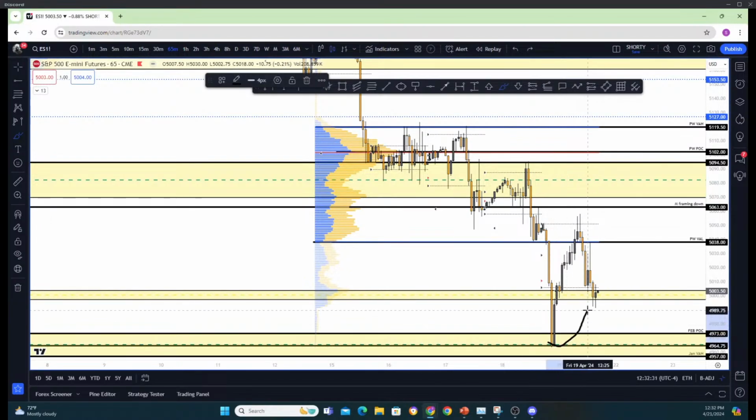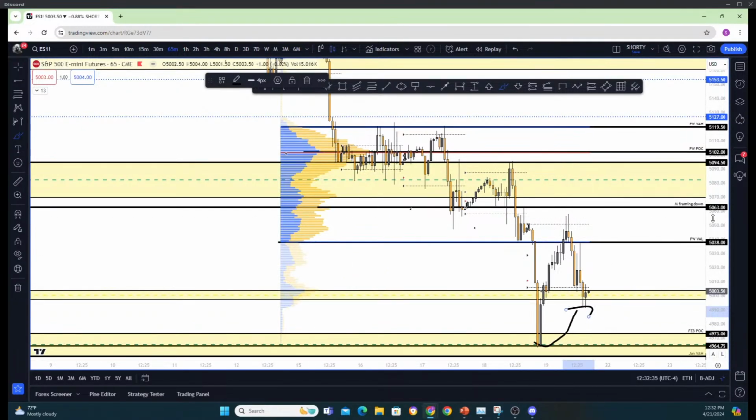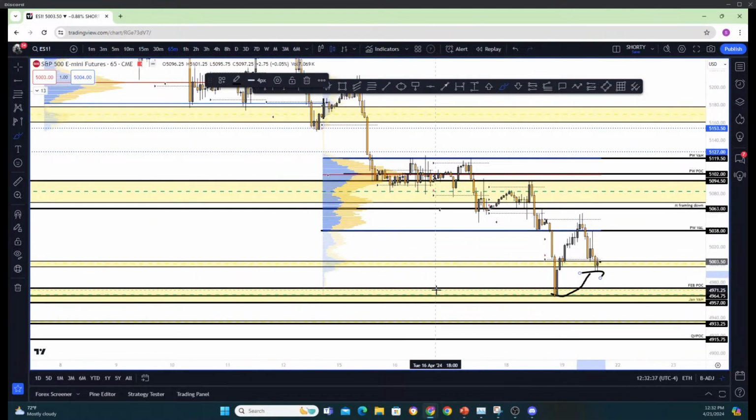They made a higher low. Where's the change of character happened? If we break this, is this change of character or what? It's a trick question. Not really. No, this is a break of structure because we're still making lower highs and lower lows. This would be a break of structure.